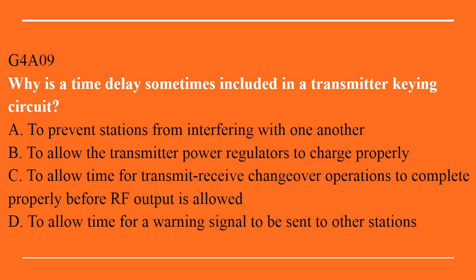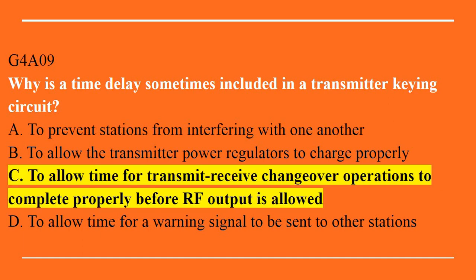G4A09. Why is a time delay sometimes included in a transmitter keying circuit? A. To prevent stations from interfering with one another. B. To allow transmitter power regulators to charge properly. C. To allow time for transmit-receive changeover operations to complete properly before RF output is allowed. Or D. To allow time for a warning signal to be sent to other stations. Correct answer is C. To allow time for transmit-receive changeover operations to complete properly before RF output is allowed.